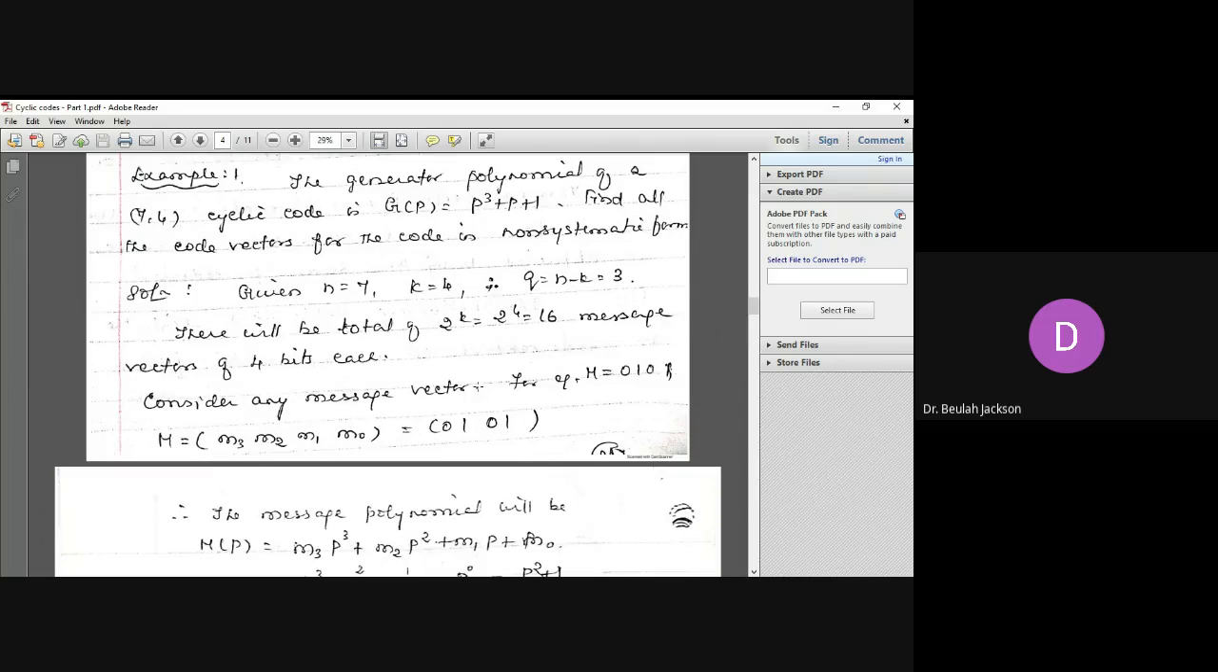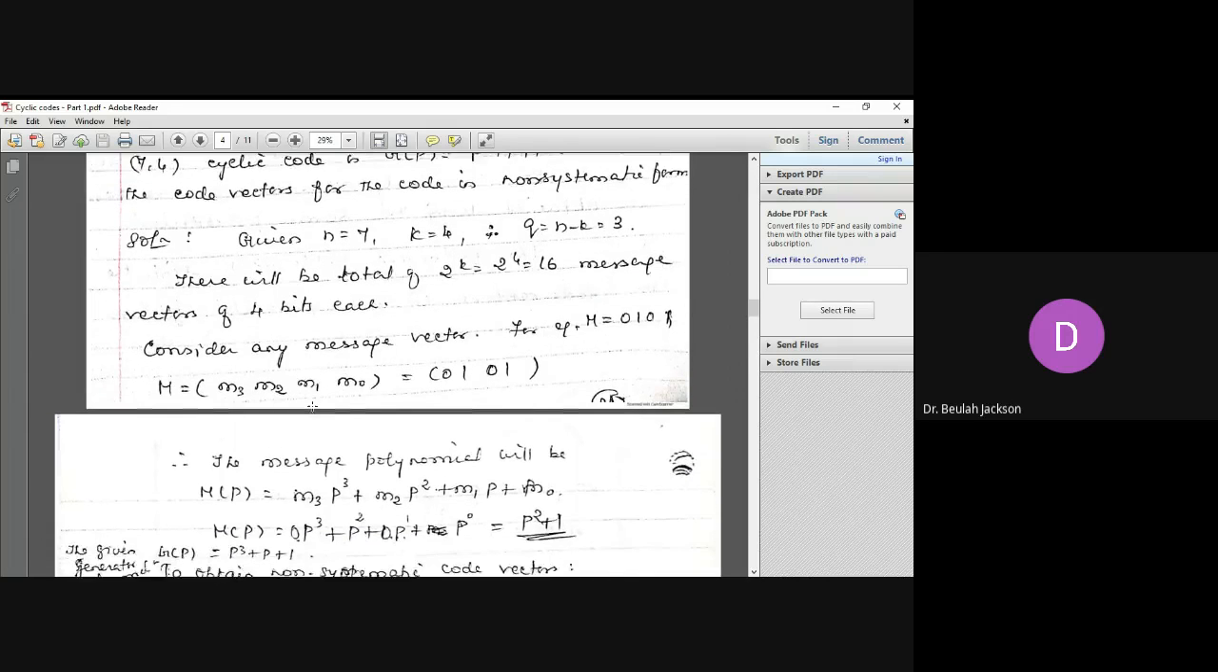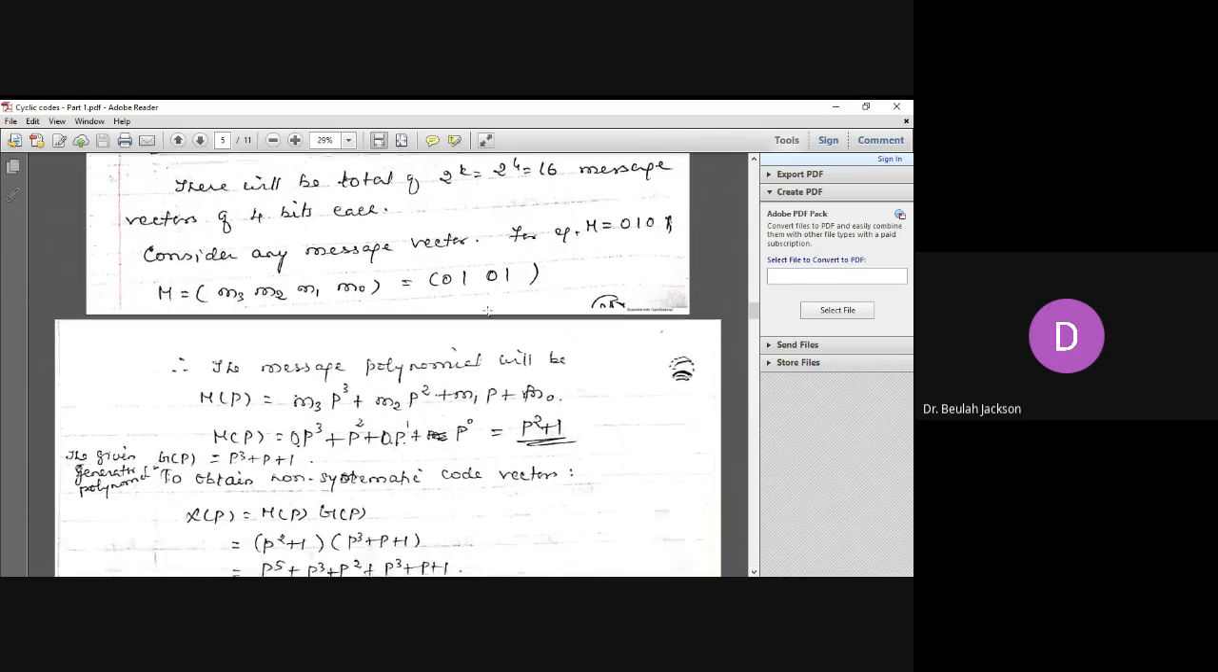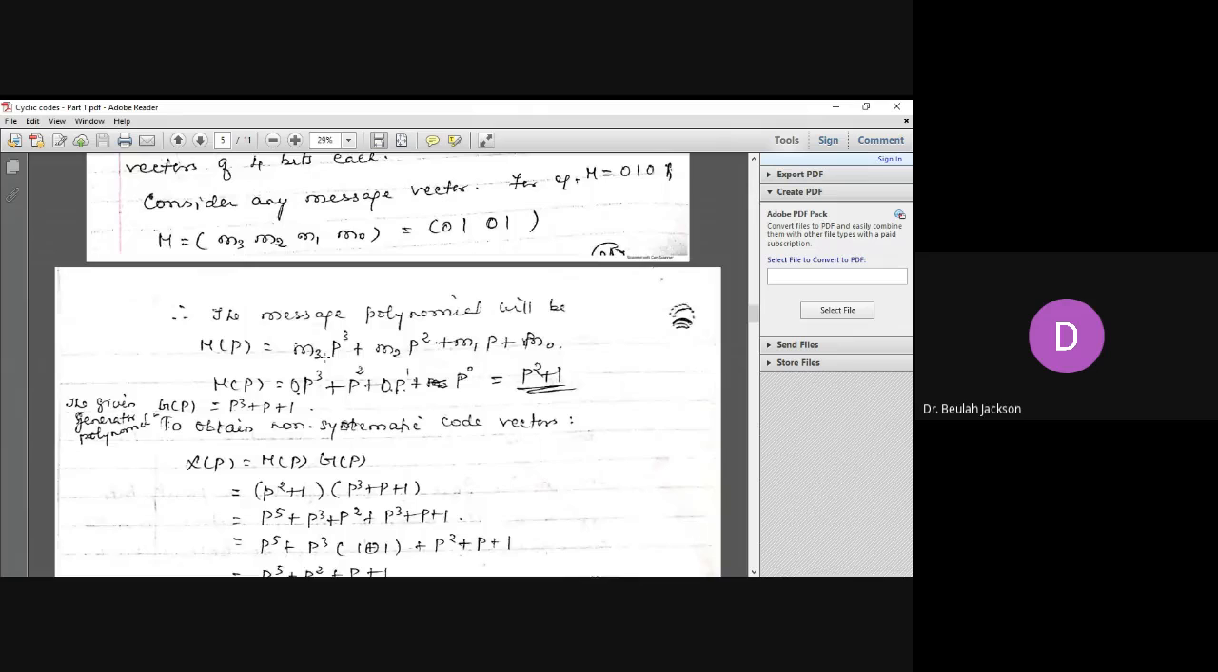Now consider any message vector, say for example m = 0, 1, 0, 1. So m = m3, m2, m1, m0, that is 0, 1, 0, 1. Now write the message polynomial M(P) = m3 P^3 + m2 P^2 + m1 P + m0. Here m3 is 0, m2 is 1, m1 is 0, and m0 is 1 times P^0, which is nothing but 1. So M(P) = P^2 + 1.